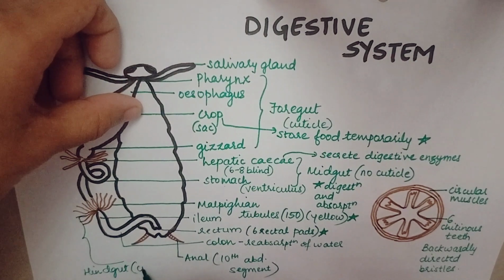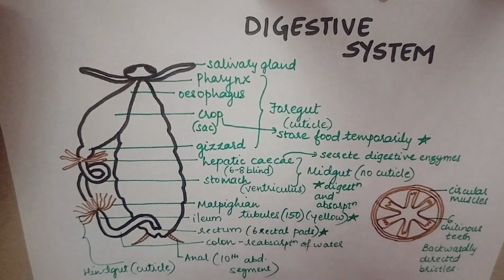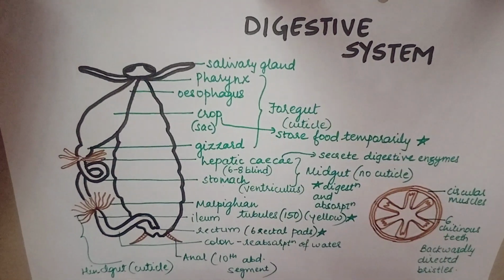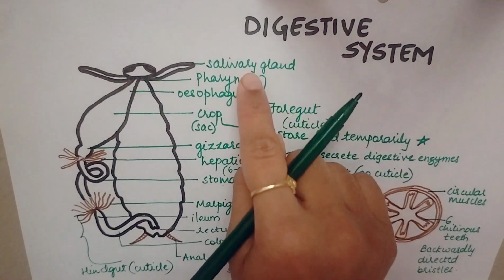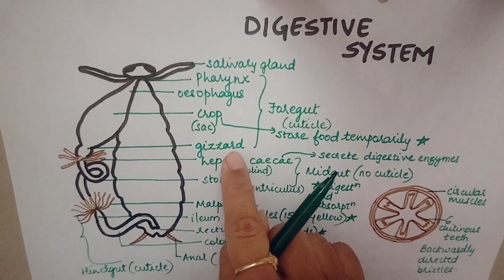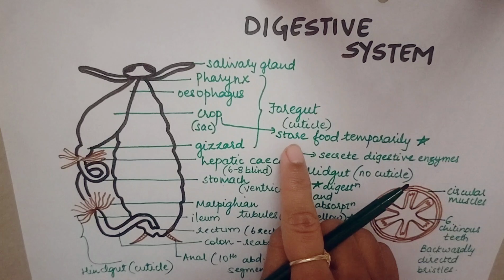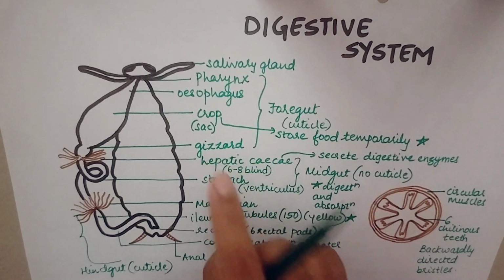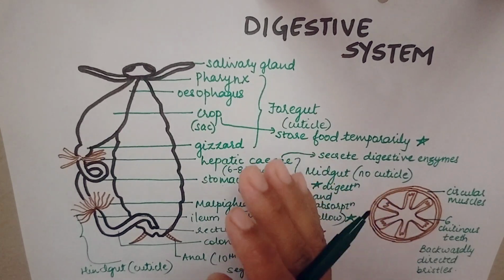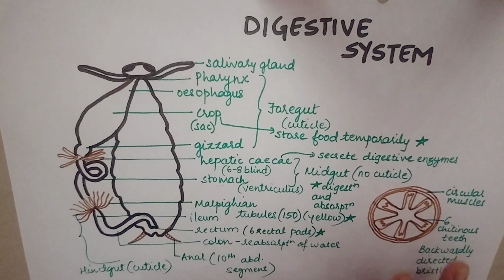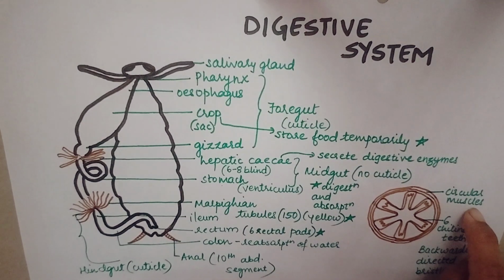And it has cuticle lining. It was just absent in the midgut. It is present in the foregut as well as hindgut. Okay. Foregut consists of pharynx, esophagus, crop and gizzard. Crop is a sac-like organ, pear-shaped, which will temporarily store food. Gizzard will cut and crush the food. How? It has 6 chitinous teeth. Okay. It has backwardly directed bristles which will help to filter the food, and it has circular muscles.